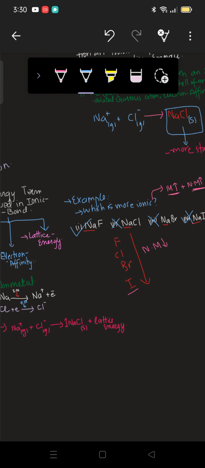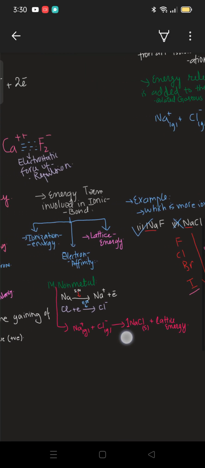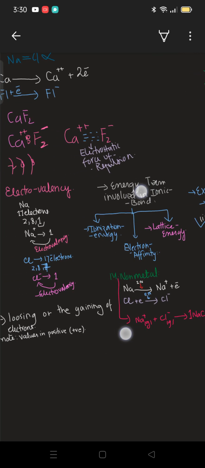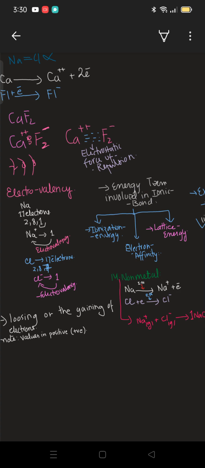So this was an example which we did today, and we covered the energy terms involved in the ionic bond, in which we discussed a bit about lattice energy and electrovalency. This was all for today.